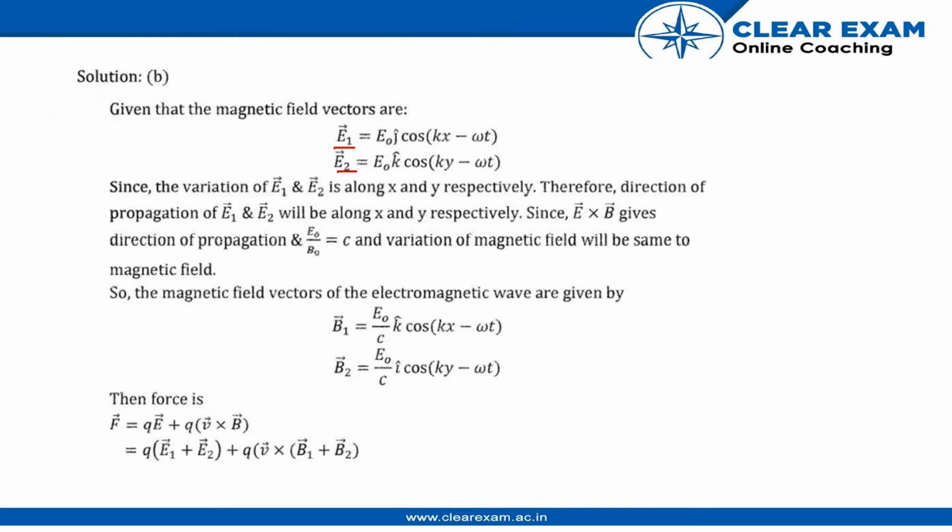Since the variation of E1 vector and E2 vector is along x and y directions, respectively, therefore, the direction of propagation of E1 and E2 will be along x and y respectively. Now, since E cross B gives the direction of propagation and E naught by B naught is equal to c, and the variation of magnetic field will be the same as the electric field, the magnetic field vectors of the electromagnetic waves are given by B1 vector and B2 vector respectively.